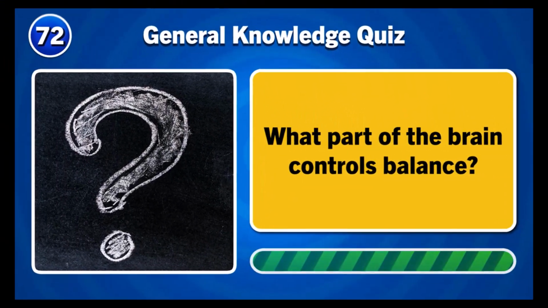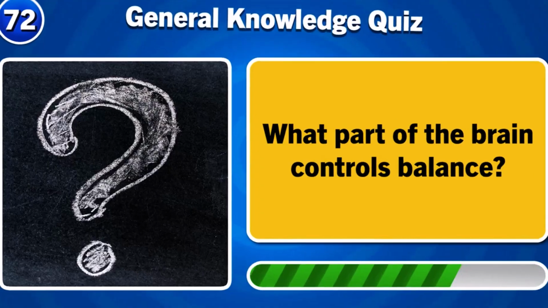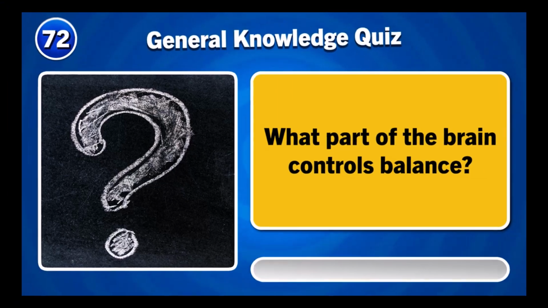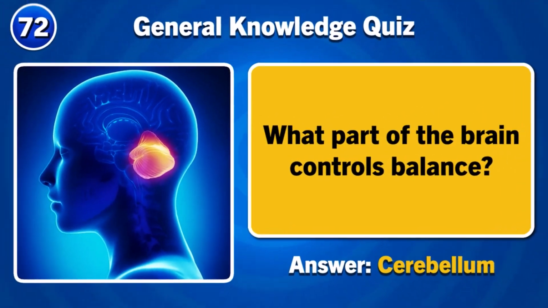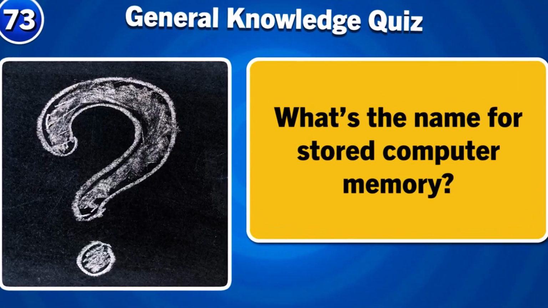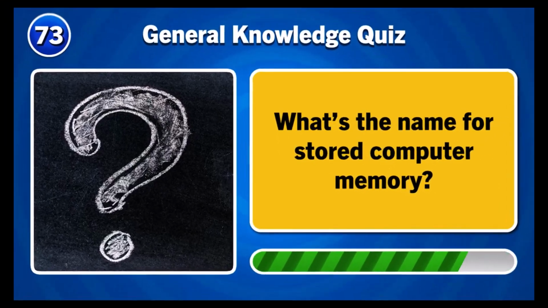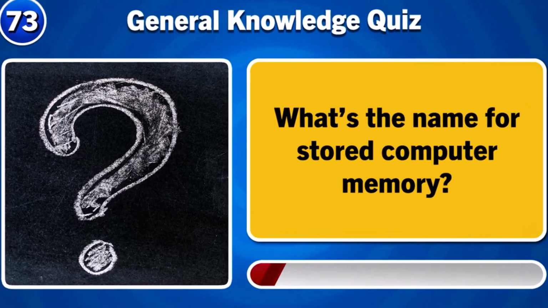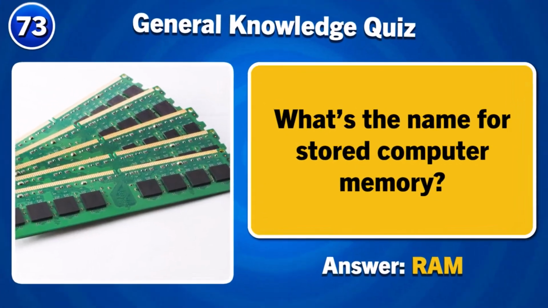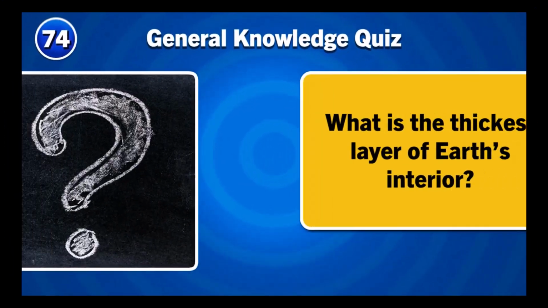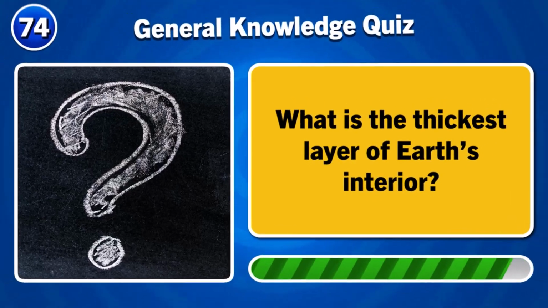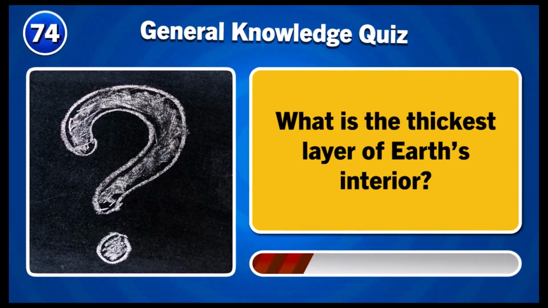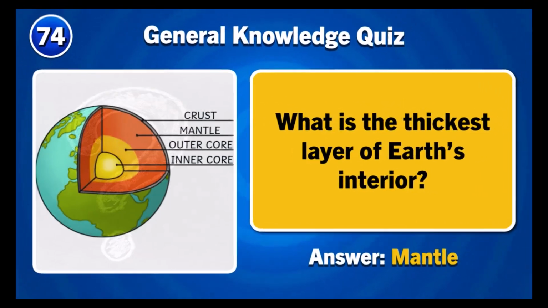What part of the brain controls balance? Cerebellum. What's the name for stored computer memory? RAM. What is the thickest layer of Earth's interior? Mantle.